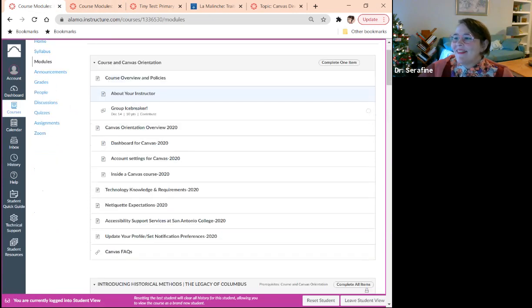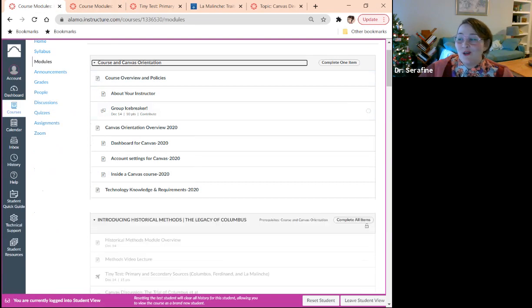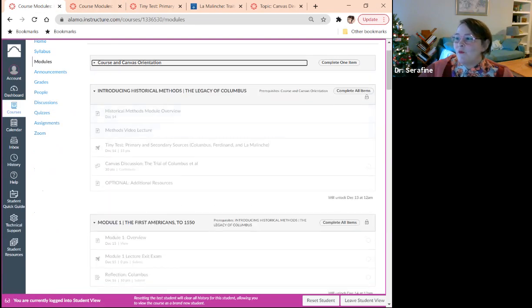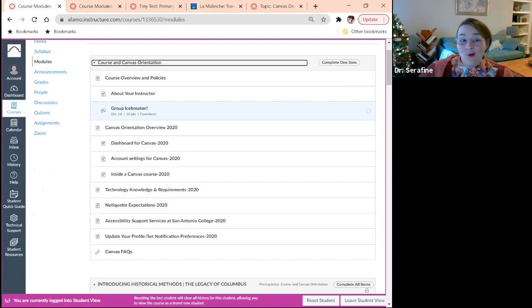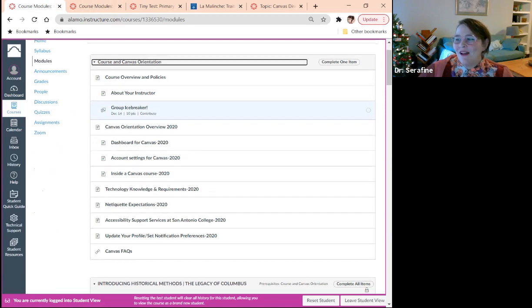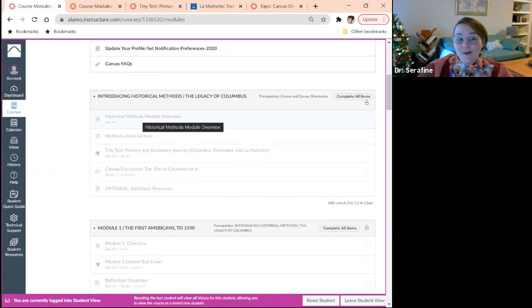You'll see that there's little circles next to things that you have to complete. And once you've completed all of your required items, you'll be able to move into the next module. Now, the things to complete might be viewing something. So it might just be that you have to look at the overview before you can move on and get all your checks in this module.